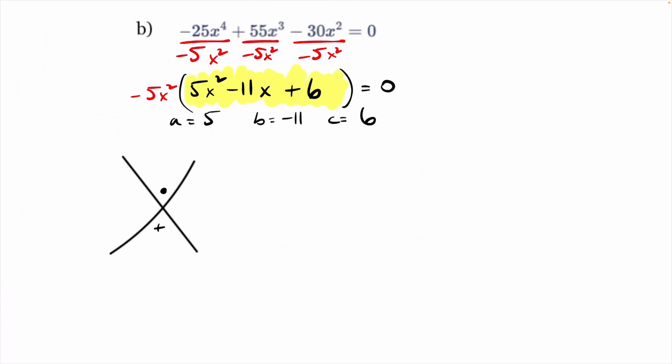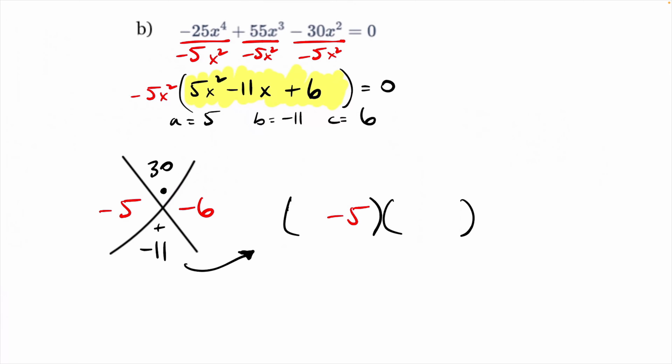A times C is 30. B is negative 11. What two numbers multiply to make 30 and add to be negative 11? Negative 5 and negative 8. Close. Negative 6. You were there. Okay. Negative 5, negative 6. Since it was x squared, I just go x and x. GCF's got to come in front.